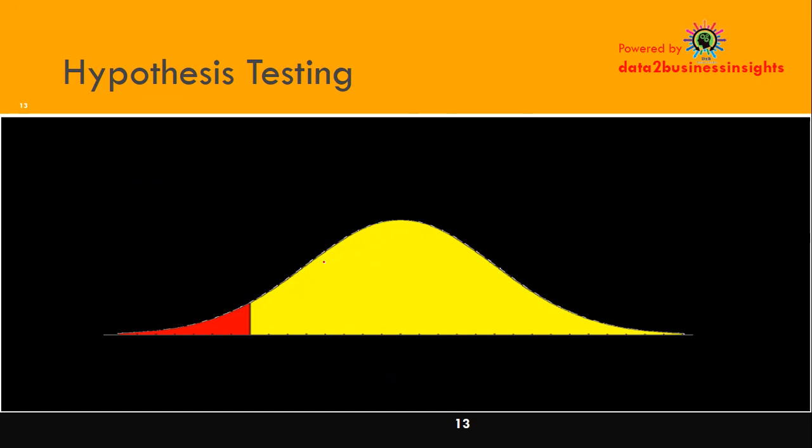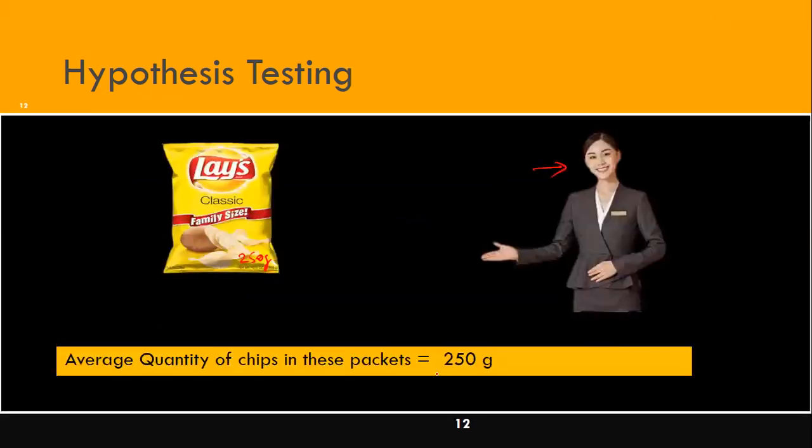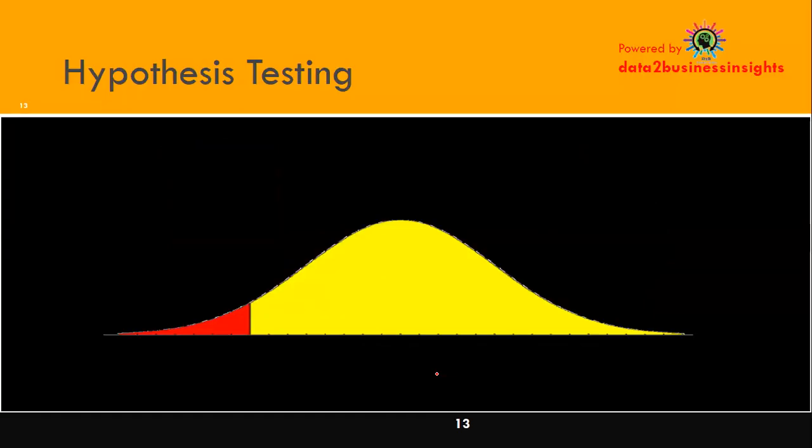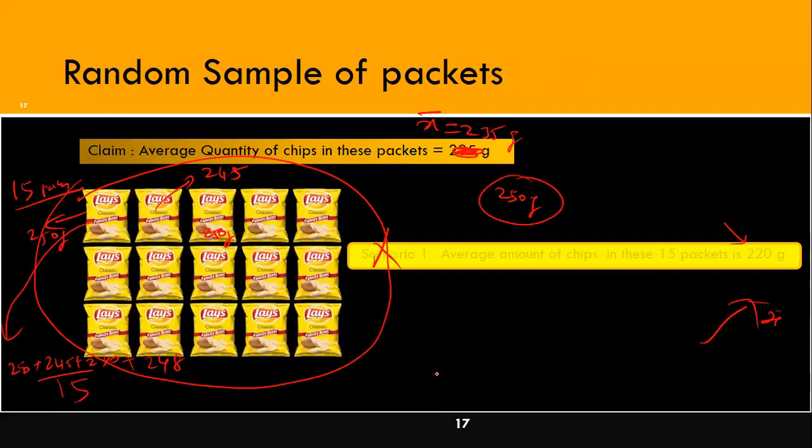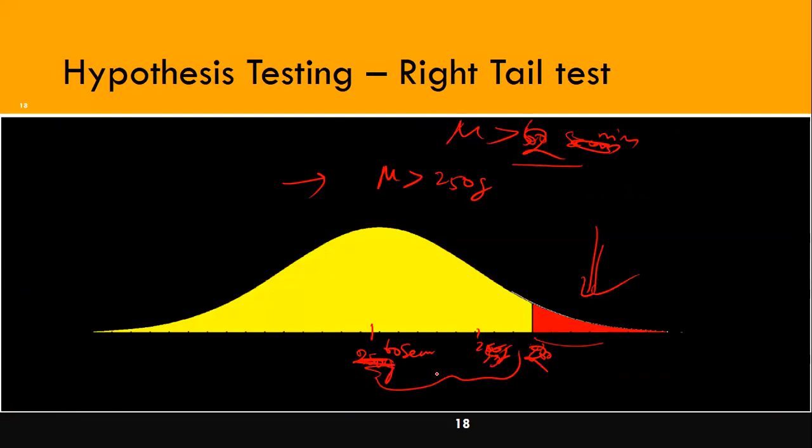In the case of snack packet, right, we have seen it. So it cannot be less than 250 gram. You want to test that, you are interested in conducting the test. What test? Less than 250 gram, because you suspect that. But in the right tail test, you suspect that it cannot be 60 seconds. It will take more than 60 seconds, or let's say more than 2 minutes it takes. You want to conduct the test.